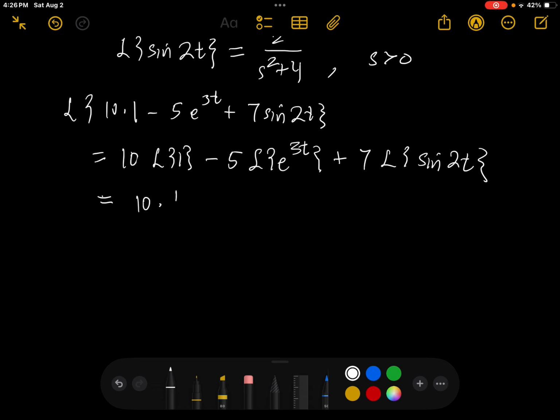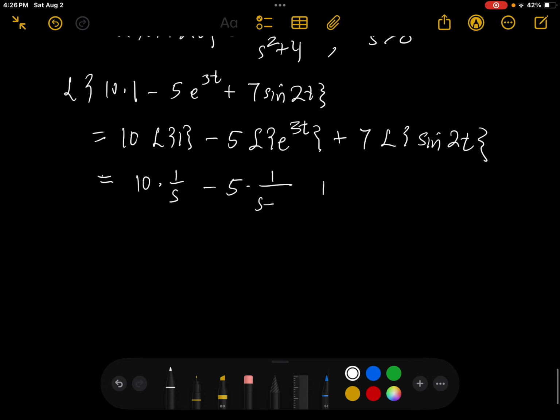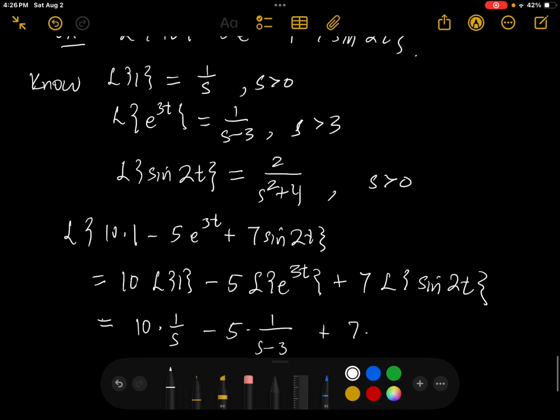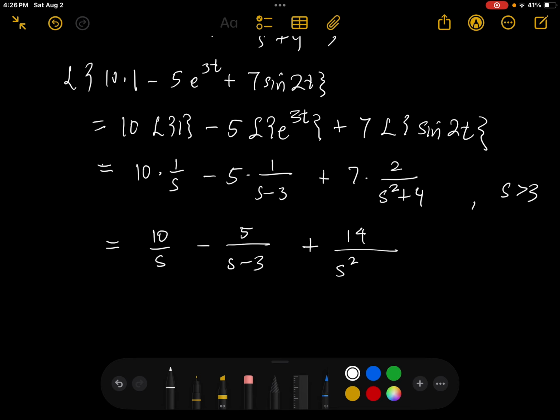10 times 1 over s, minus 5 times 1 over s minus 3, plus 7 times 2 over s squared plus 4, as long as s is greater than 3. And now let's simplify this. This is going to be 10 over s minus 5 over s minus 3 plus 7 times 2 is 14, 14 over s squared plus 4. So it's going to be that as long as s is bigger than 3.